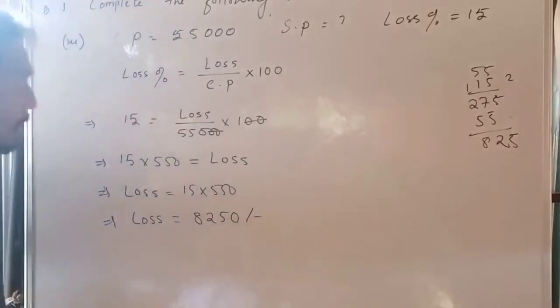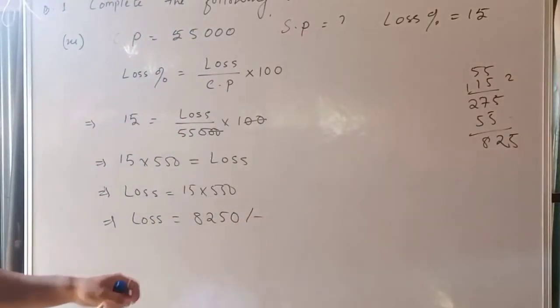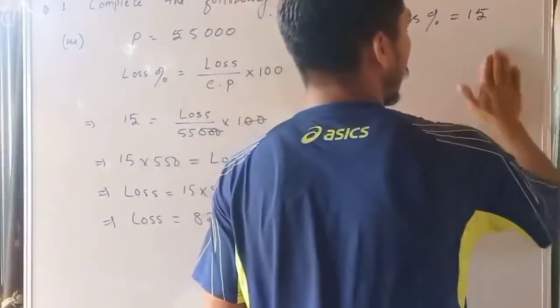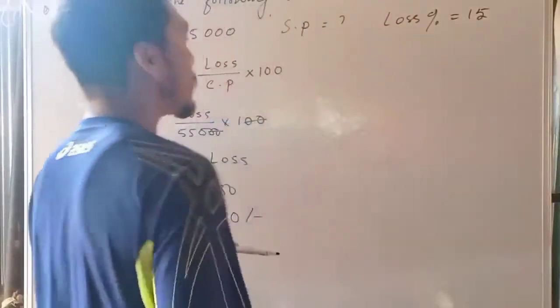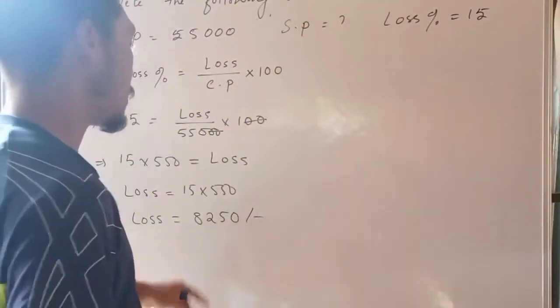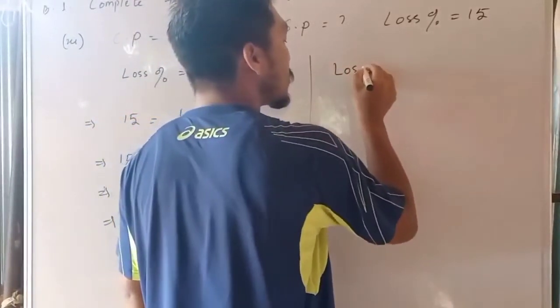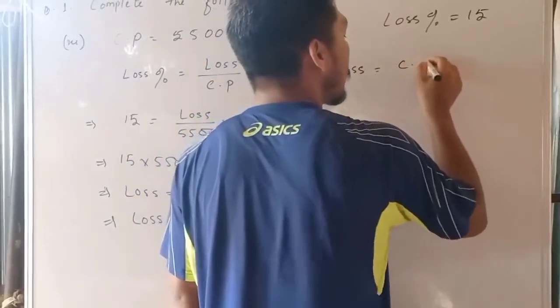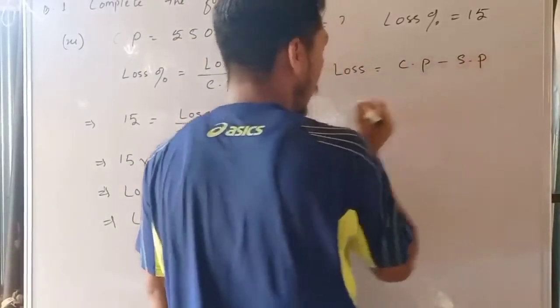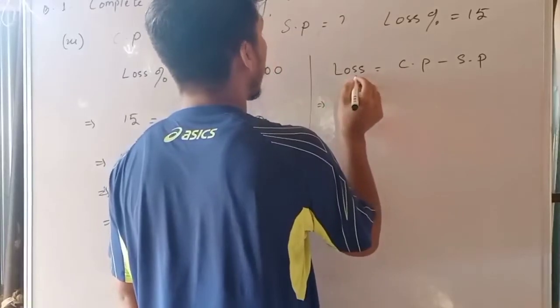8,250 rupees is your loss portion. Now let's try to find out for how much amount that is sold. We know that loss is equal to CP minus SP. Now if I find CP, how much is the loss?